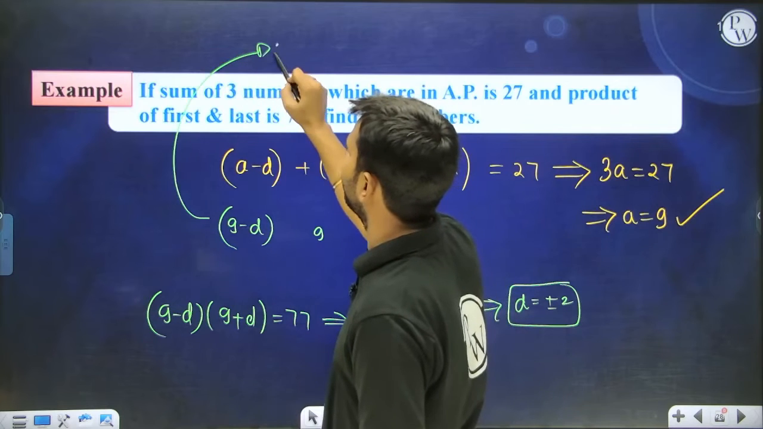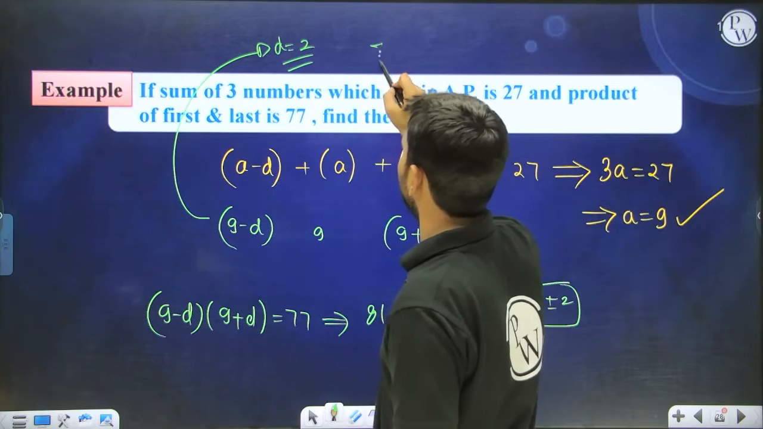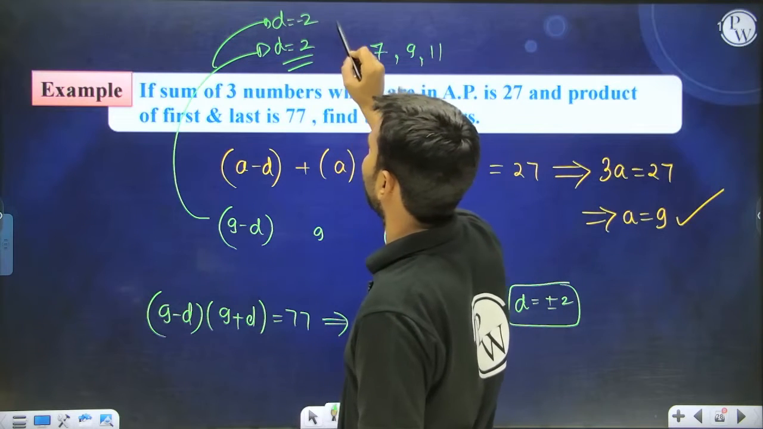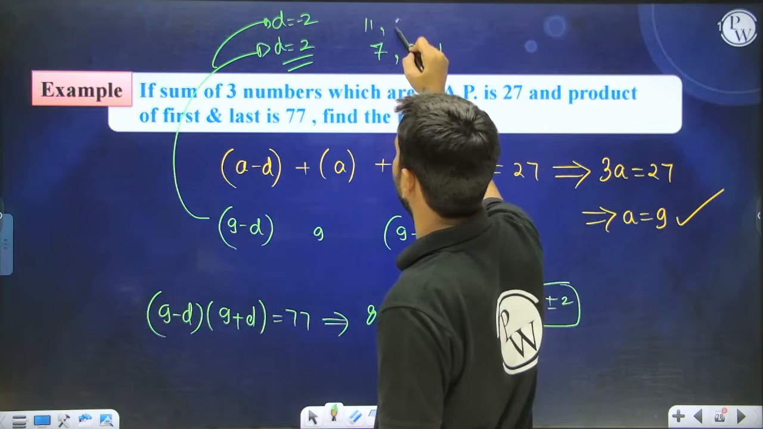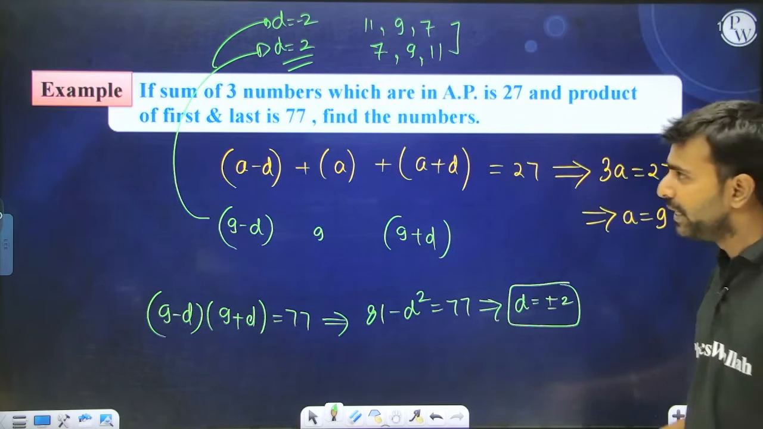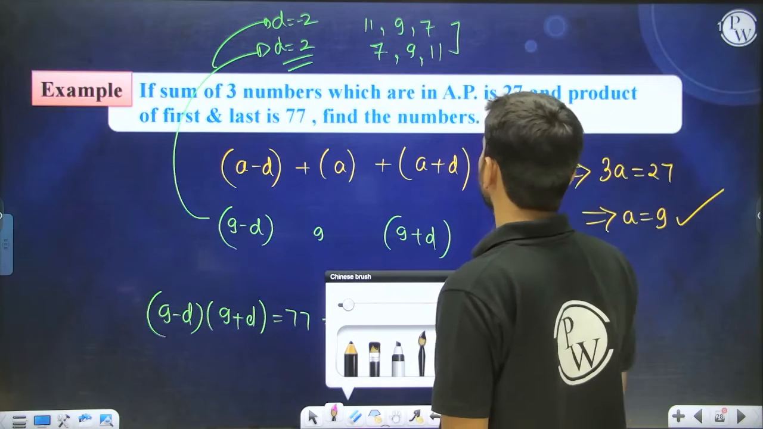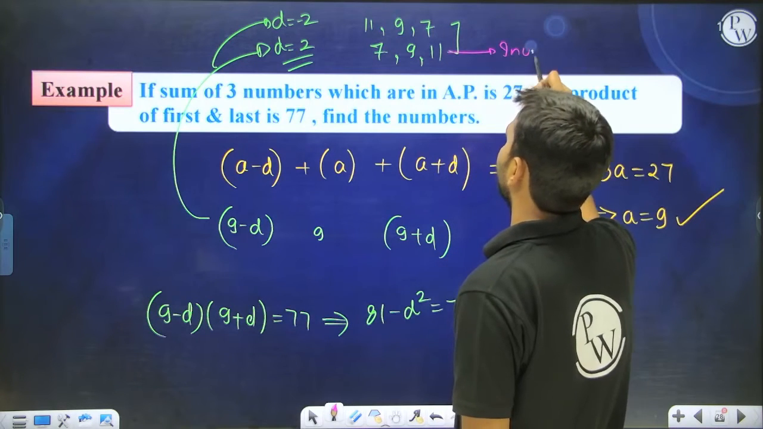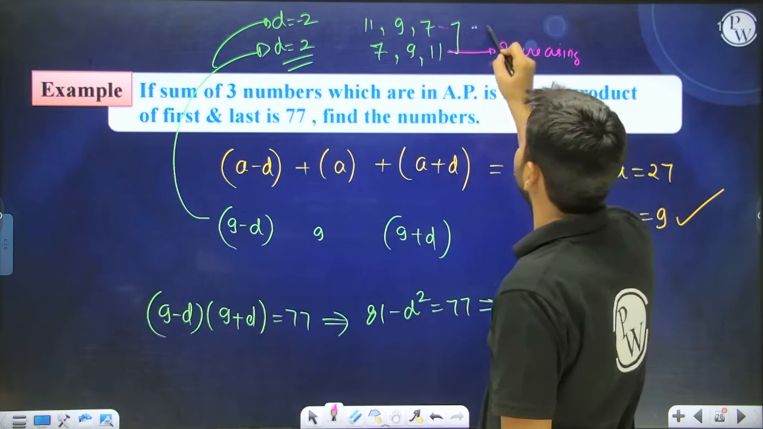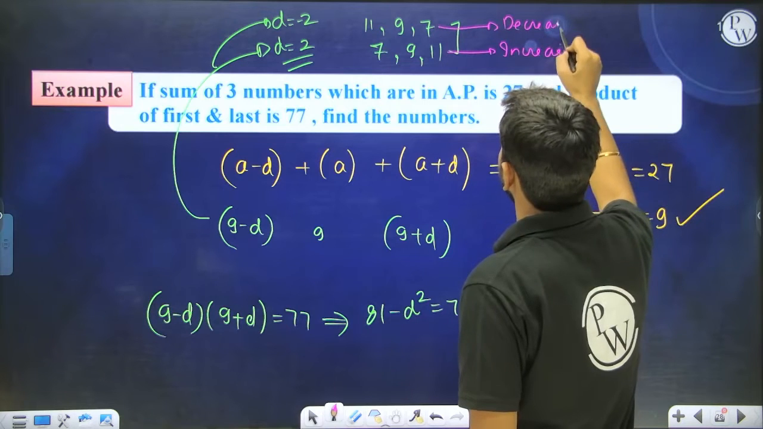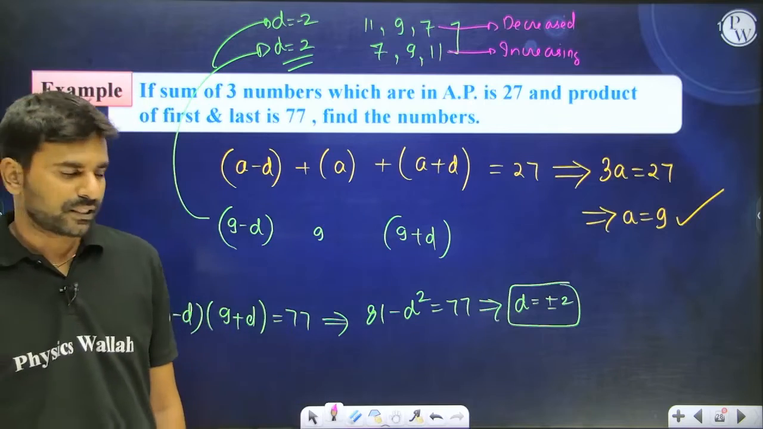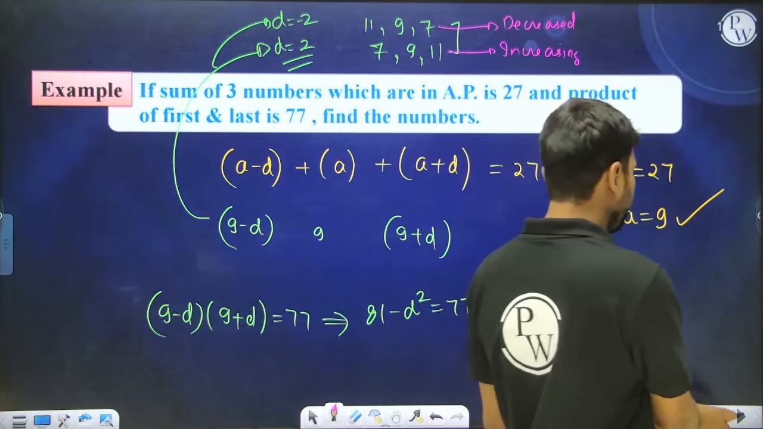So if we are taking D as 2, then the terms will be 7, 9 and 11. If we are taking D's value as minus 2, then the terms will be 11, 9 and 7. So these are the two APs which are going to form. This one is an increasing AP because the terms are getting increased, or we can say that the common difference is positive. This is a decreasing AP. We can say that the terms are getting reduced, and over here the common difference is nothing but a negative number. So keep these points in your mind.